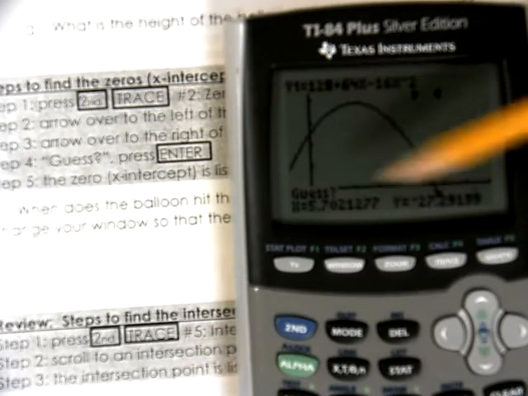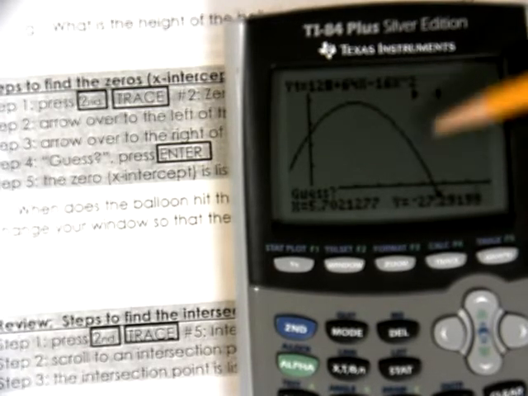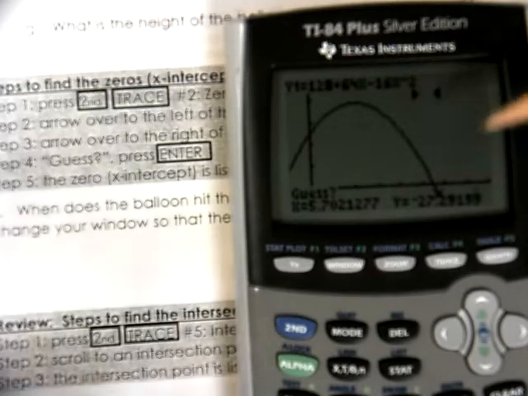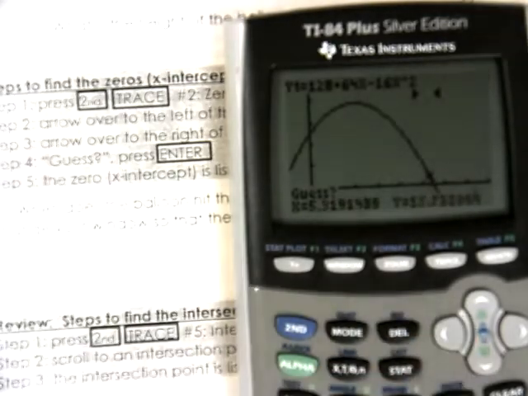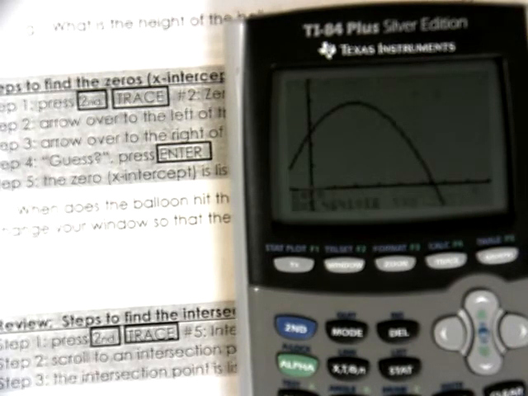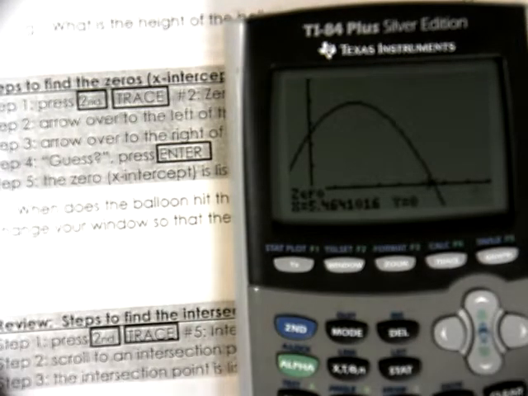They want you to guess. You really need to guess if there are more than one answer in between that domain. There's only one answer inside there. You could get closer if you want, but it won't matter. You can just hit enter, and it'll give you the exact 5.46 seconds for when it hit the ground.